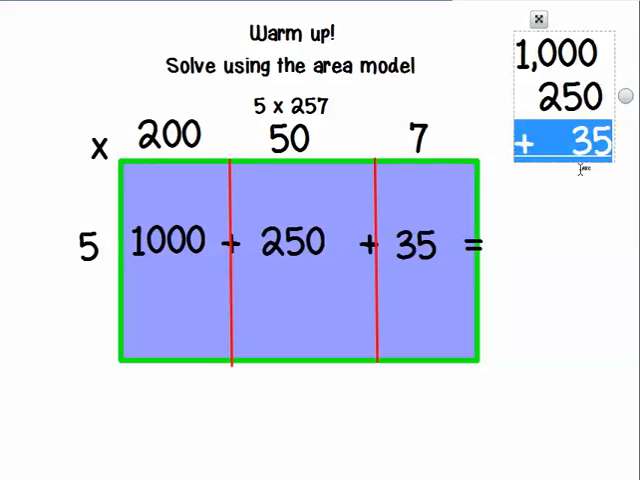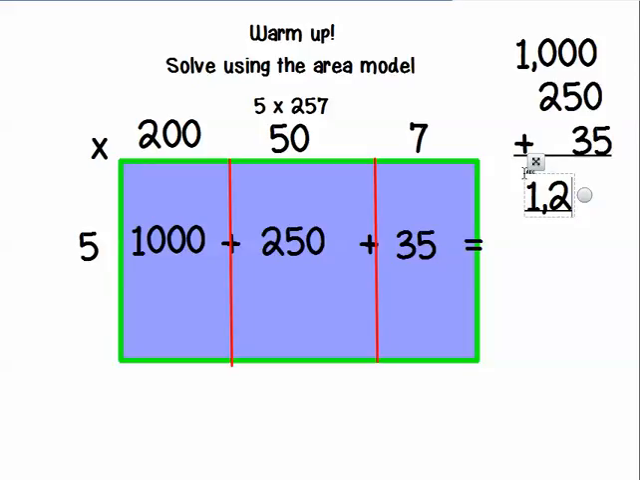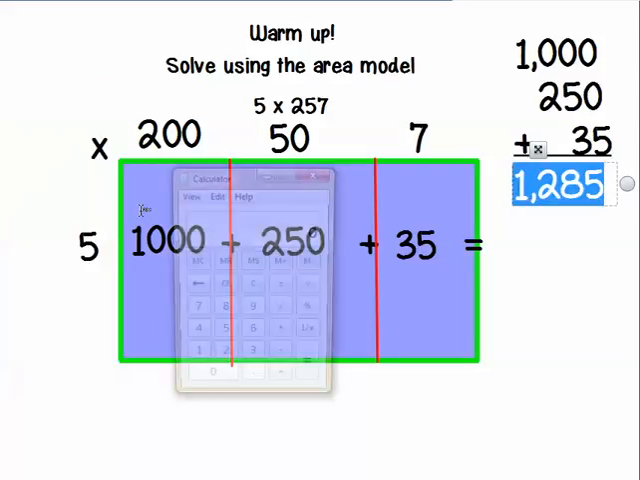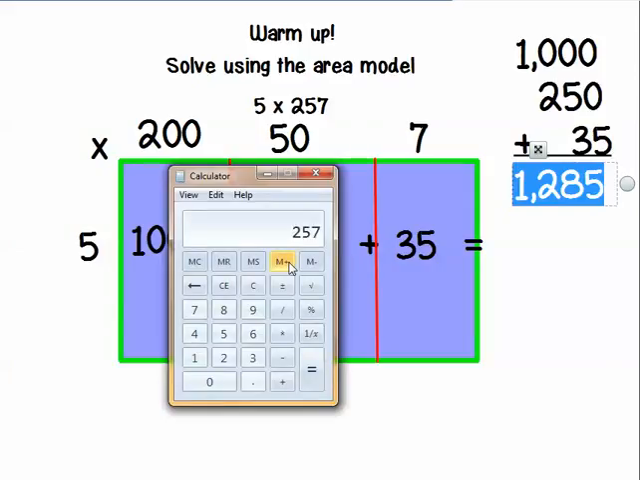And of course, if I add it all together, I'm going to get 1,285 as my answer. Now it's not partial anymore. It's my actual answer. And I can check this with a calculator just to make sure that I am correct. So 257 times 5 is 1,285.